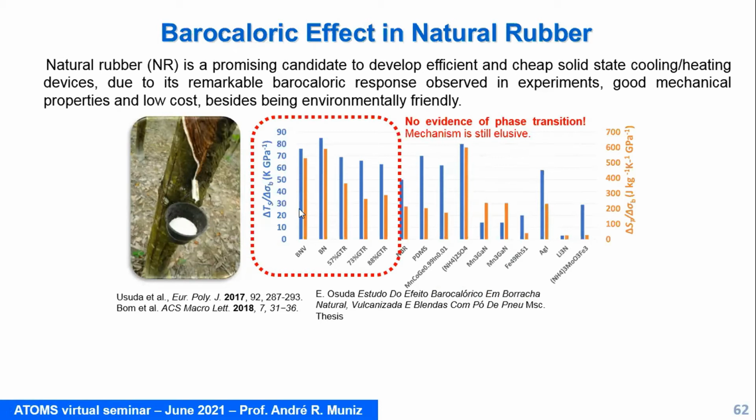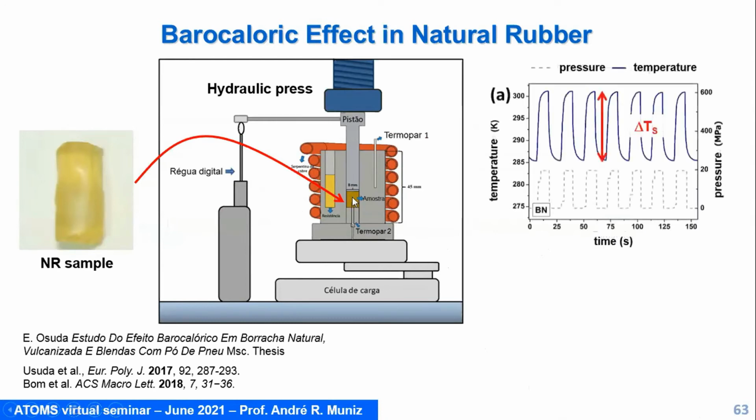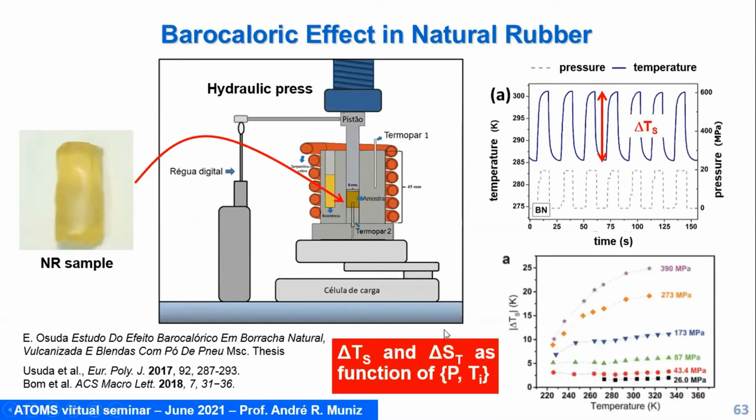So they published a series of papers demonstrating these experiments, and this is an example of the setup that they use to evaluate this potential. They basically have a hydraulic press, so they compress a sample of rubber, and they can make cycles, for example, of adiabatic compression or isothermal compression, thermal expansion tests, and the idea is to evaluate the variation of temperature in adiabatic reversible processes or the change of entropy in isothermal processes as a function of the applied pressure and the initial temperature. That's the way they can assess how good a material is for the barocaloric effect. Both metrics have to be as high as possible for a given amount of pressure imposed.